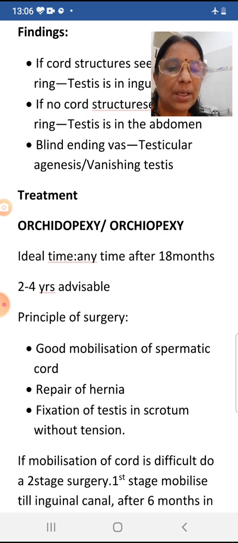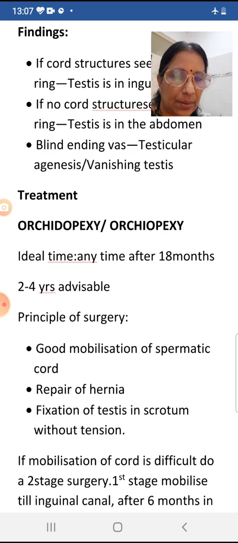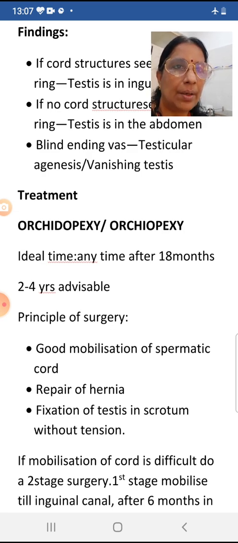The principle of surgery: the cord is very short and the testis is placed in the inguinal canal, so it is very tight to bring the cord and testis to the scrotum. So the principle of surgery is good mobilization of the spermatic cord. Along with that, you can see an inguinal hernia, a hernial sac also. So repair the hernia, and after that bring down the testis and fix it to the scrotum without any tension. If it is under tension, it will lose its blood supply and the testis will atrophy. So without tension, you have to bring down the testis to the bottom of the scrotum.